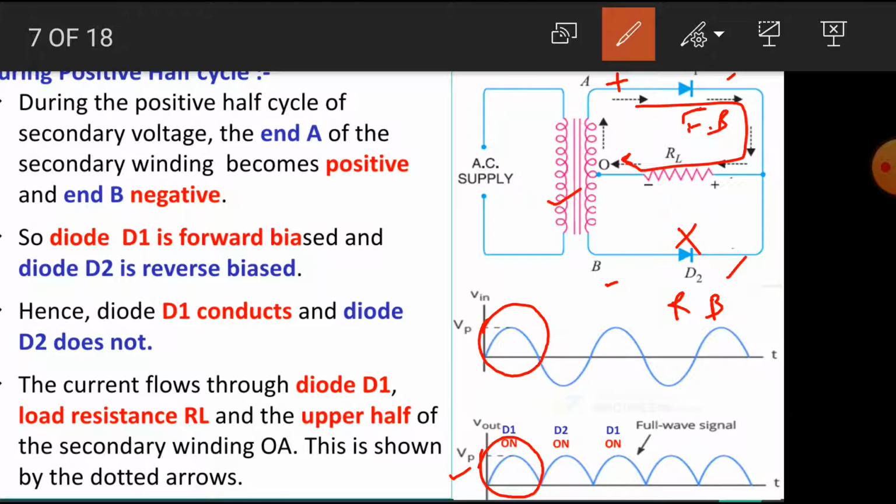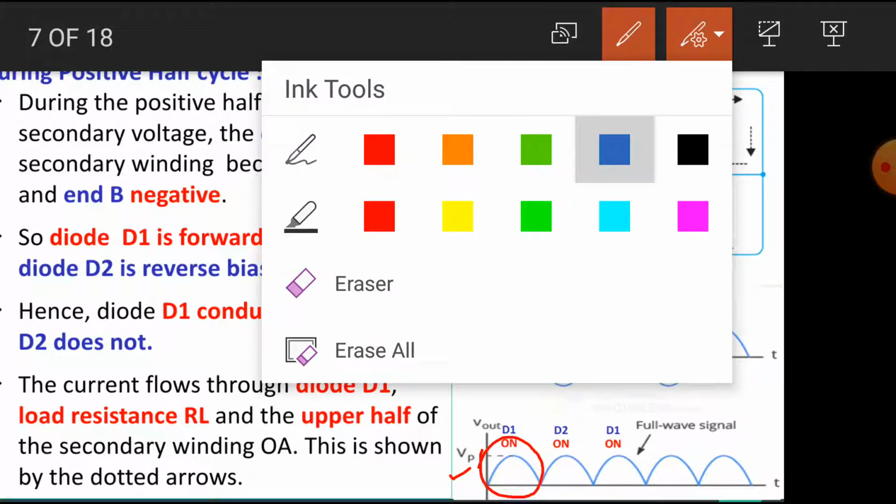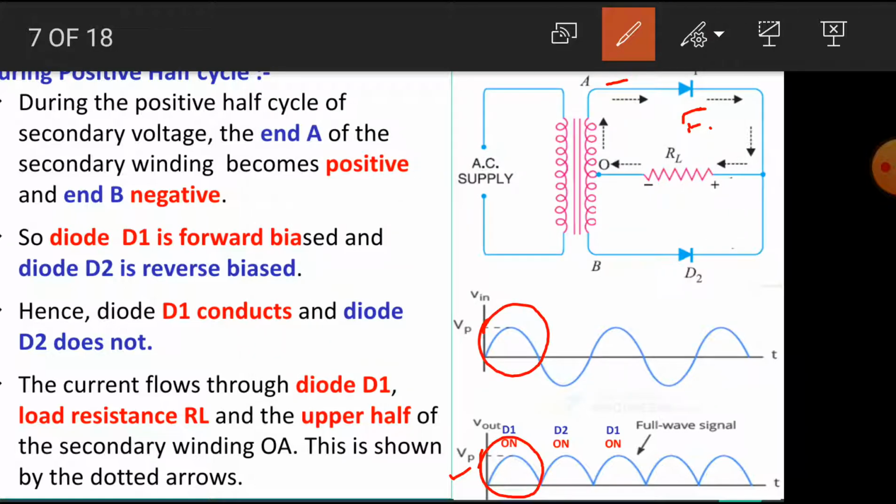Now let's see the operation in the negative half cycle. The negative half cycle means during this part. In the negative half cycle, point A becomes negative and point B becomes positive. Point B becomes positive, hence D2 is forward biased while D1 is reverse biased, hence D1 is in off state while D2 is in on state, hence current flows from D2 to RL, O to B.